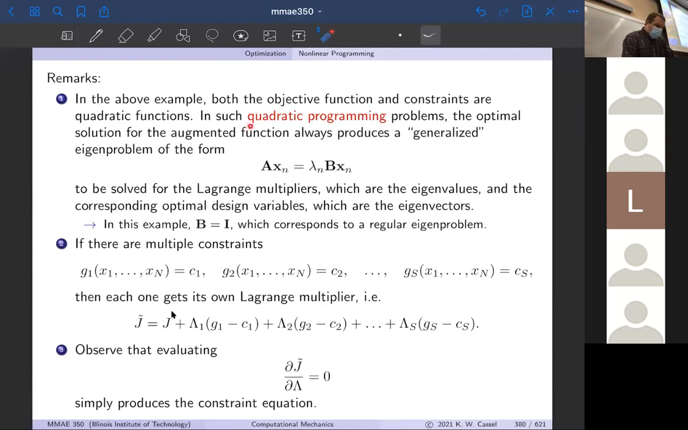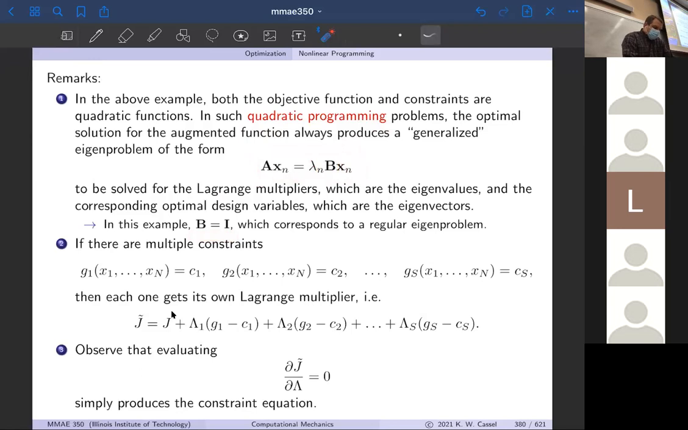Bunch of remarks. As I said, this is a quadratic programming problem. Quadratic is just a fancy term for second order polynomials. And it turns out that all quadratic programming problems turn into what's called a generalized eigenproblem. A regular eigenproblem is A times x is equal to lambda times x. A generalized eigenproblem has a matrix B on the right-hand side as well. So in our case right here, B was just I, the identity matrix, so we got a regular eigenproblem. But in general, quadratic programming problems will always result in a generalized eigenproblem.